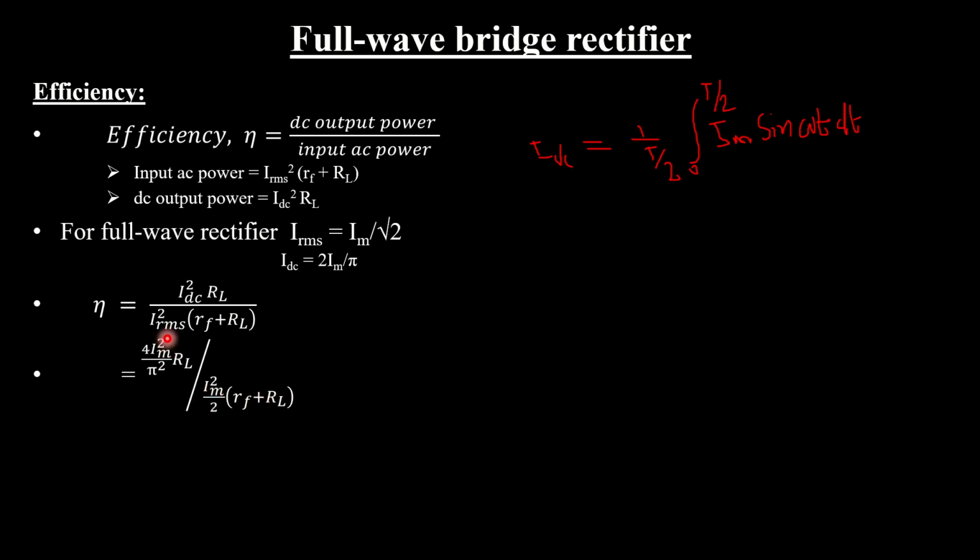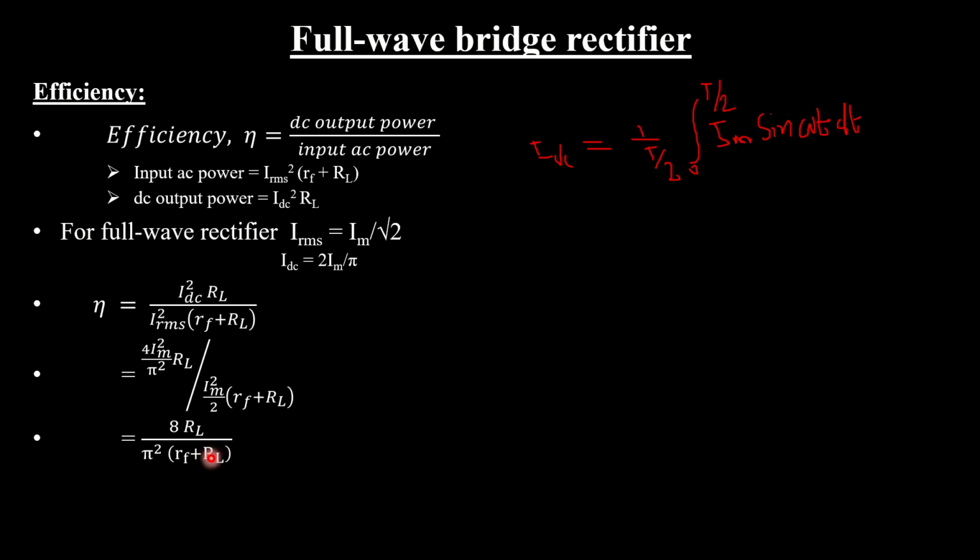Now this Im square and Im square will cancel, and the 2 goes to the numerator, so it becomes 2 into 4, that is 8 by pi square into RL, divided by RF plus RL. So this becomes 8 into RL divided by pi square into RF plus RL. This is the exact expression for the efficiency of a full wave bridge rectifier or full wave rectifier.